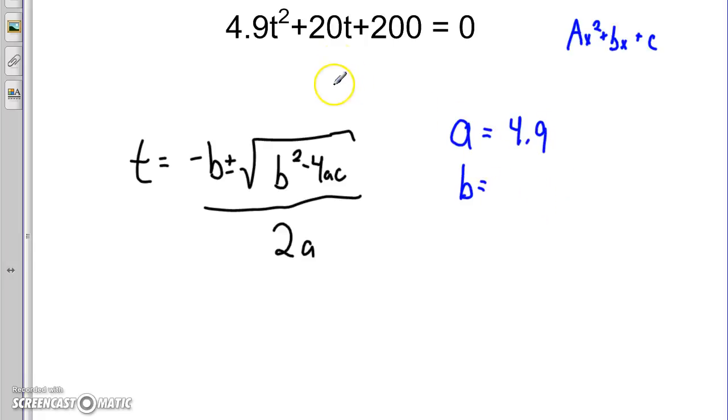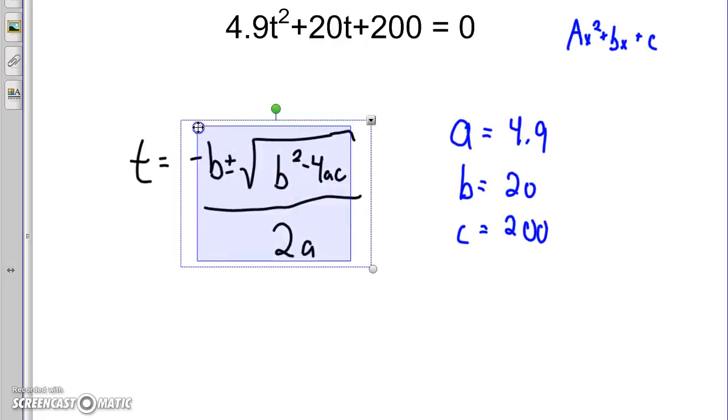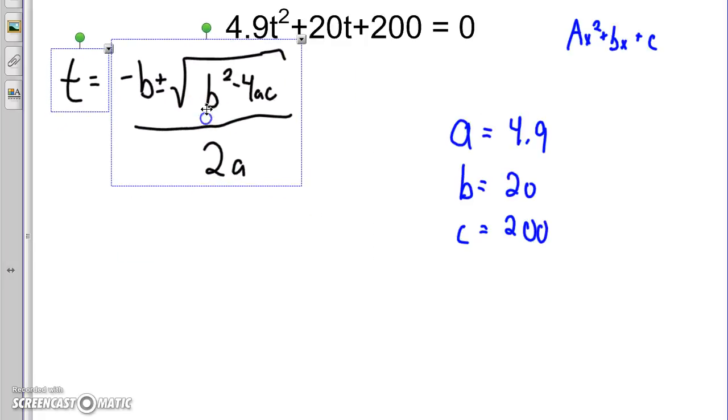B is going to be, in this case, the number in front of T, or X, and that's 20. And then C is going to be whatever's left over there at the end, plus 200. And these could be negative numbers as well. A, B, and C could be negative, but you don't include the squared parts or anything like that. It's just the coefficients.